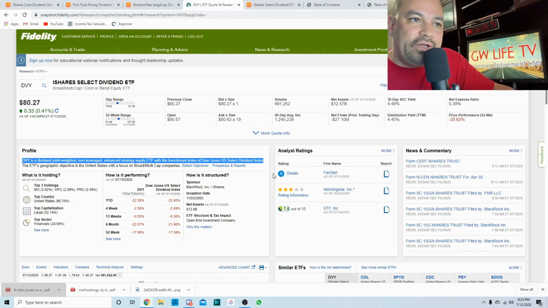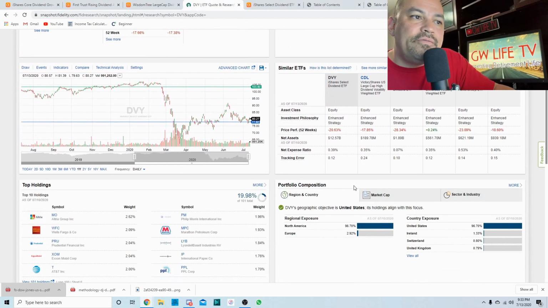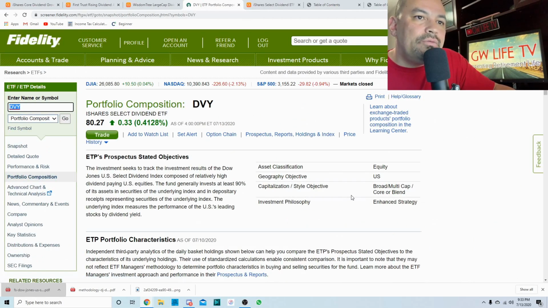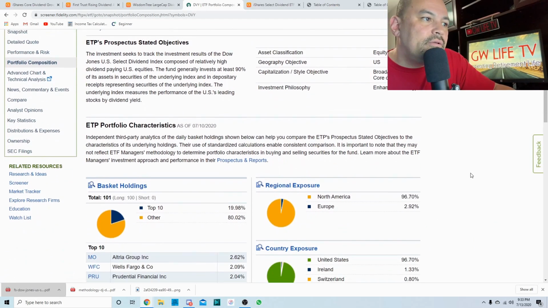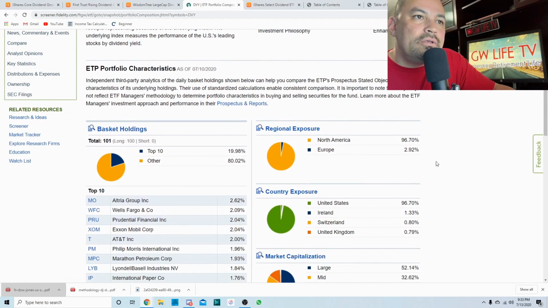So let's look over here at the portfolio composition. And what we have is pretty much all North America, 96.7%, 3% in Europe.